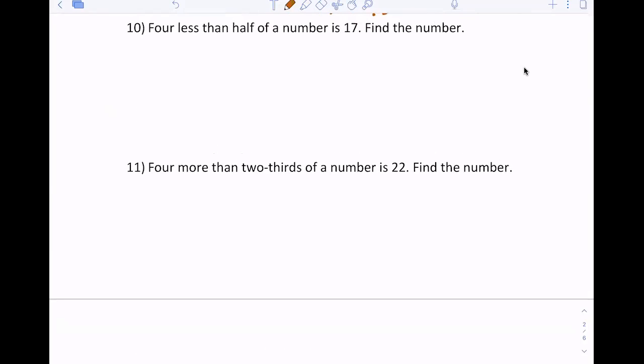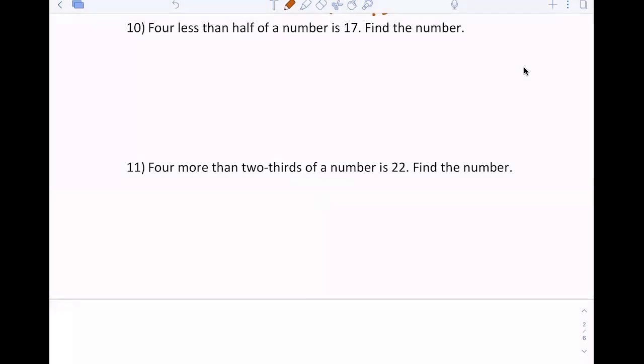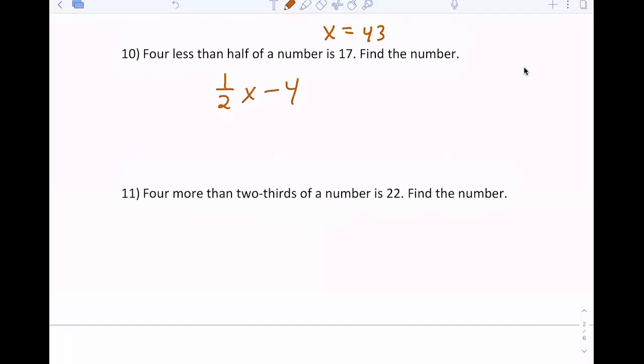Here we go. Now I need help with: 4 less than half a number is 17. How do I write it? You do 4. No. Right off the bat, I can say no. One-half x. Then what? Less than, or minus 4. Minus 4 equals 17. All right, that's what we got.